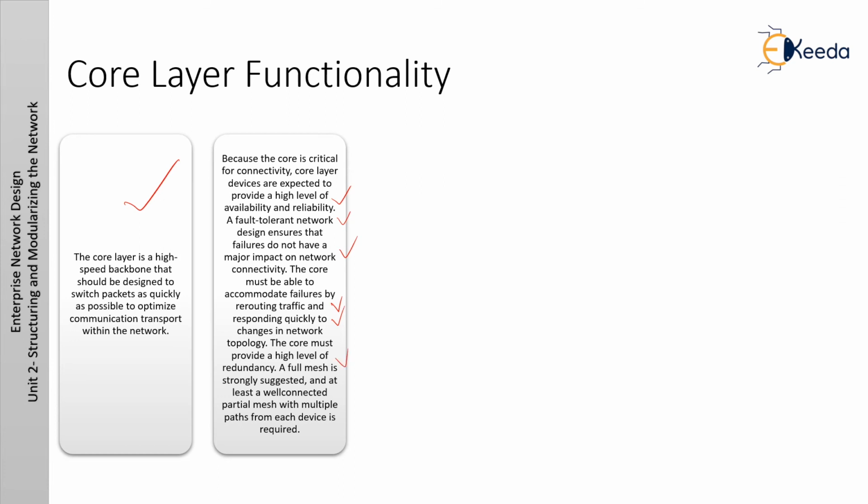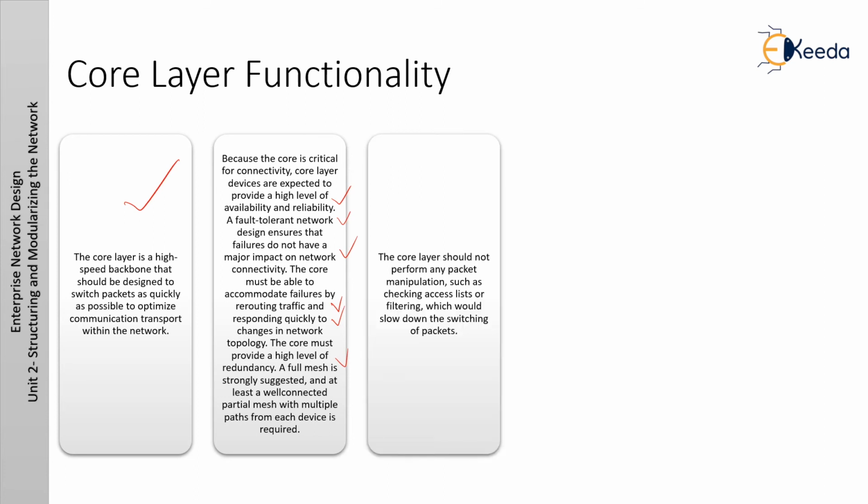The core must provide a high level of redundancy. A full mesh is strongly suggested. If it is not available, then at least a well-connected partial mesh with multiple paths from each device is required to maintain the redundancy. The core layer should not perform any packet manipulation, such as checking access lists or filtering, which would slow down the switching of packets. So no intelligent work will be performed here.